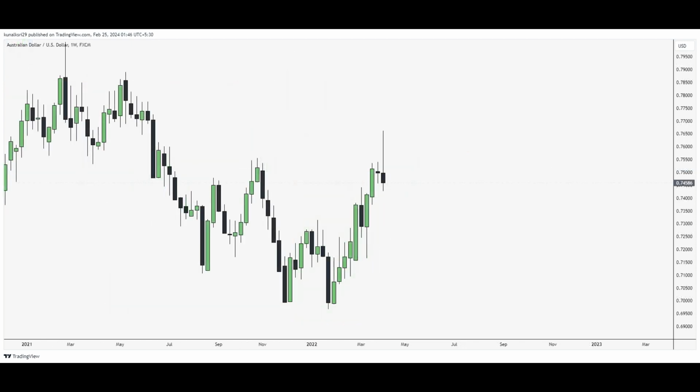So you can see this is the AUD USD chart again. So this is the weekly time frame again. So here, what can you spot here basically?